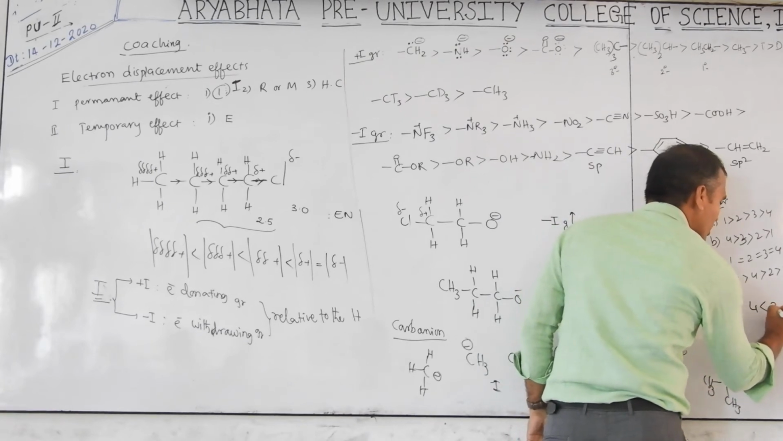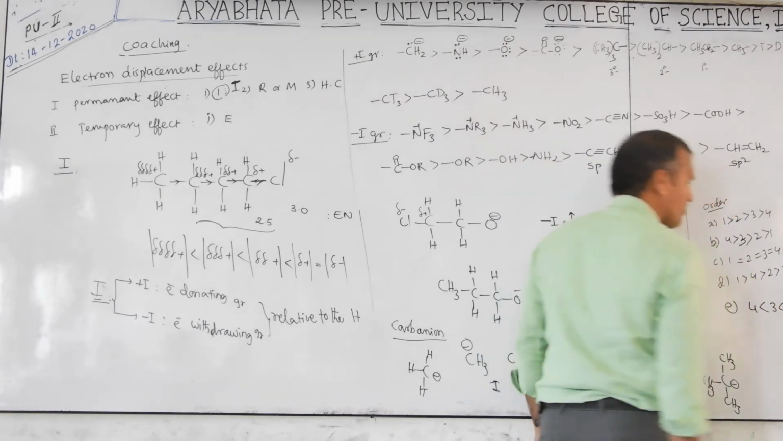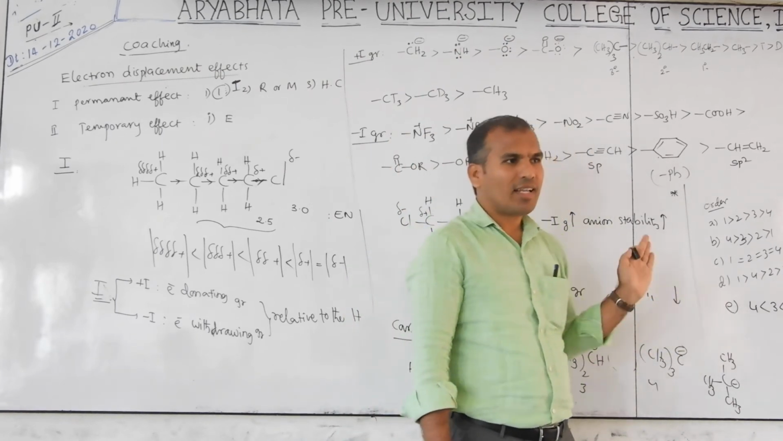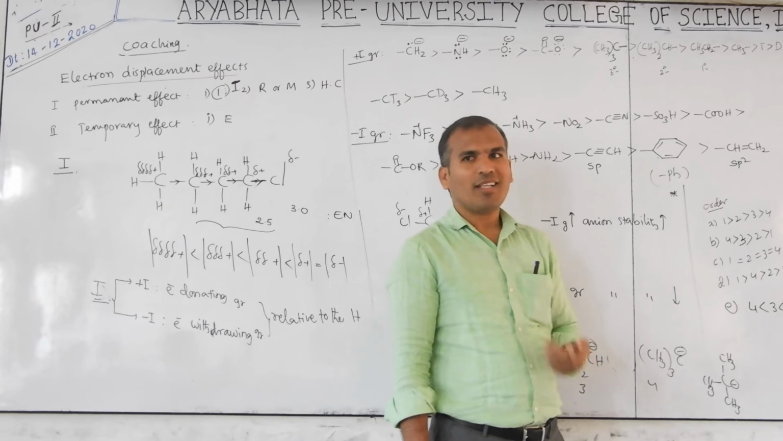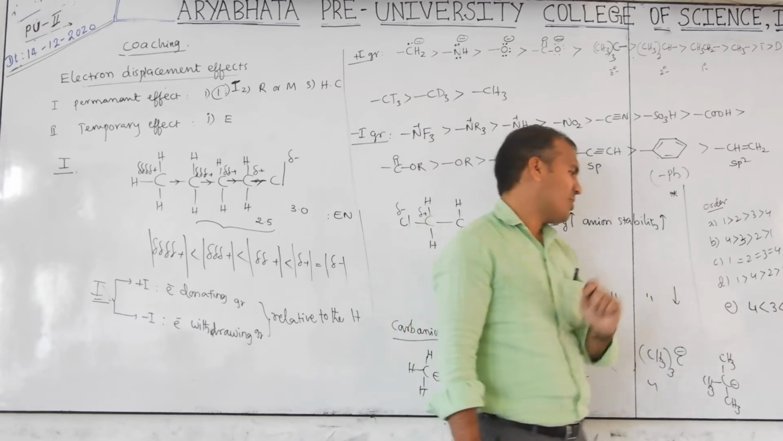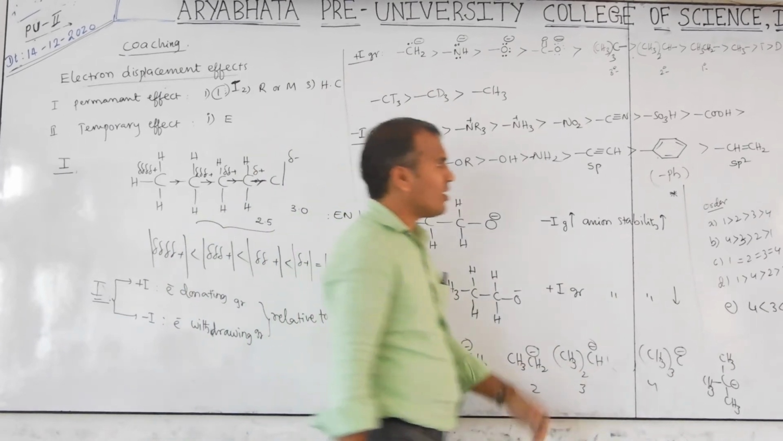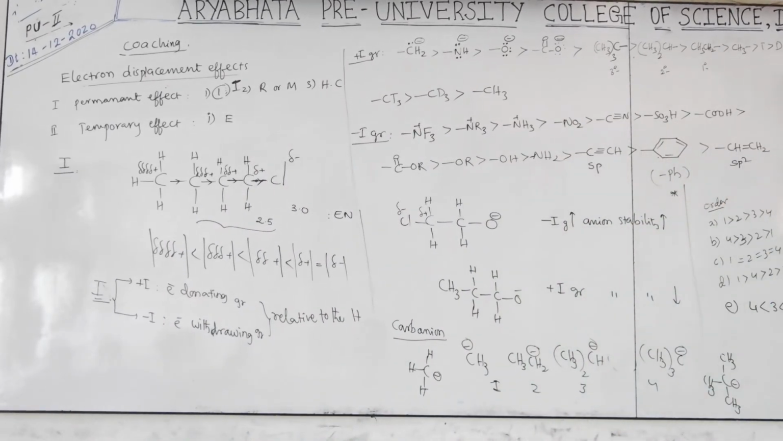Then 4, 3, 2, 1. So for increasing order, less than required; for decreasing order, greater than required. In the previous class I told this, and I just tested how much you are remembering. So this is about the negative charge. Now take the positive charge.